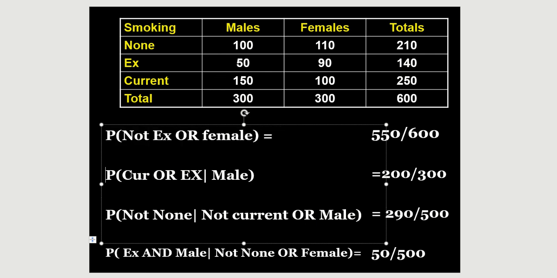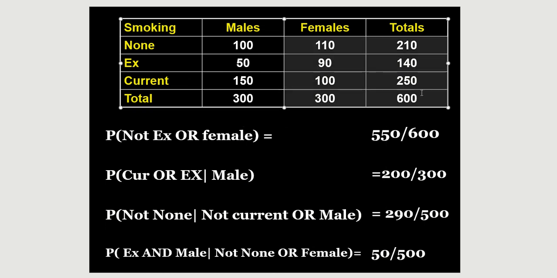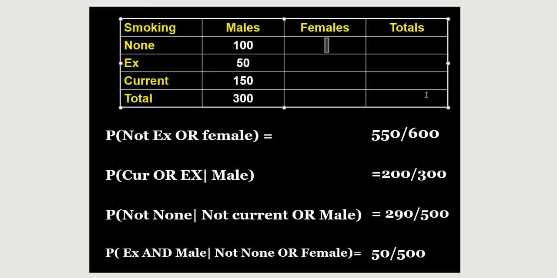Okay, so we finished this one. And now we're going to do that one. However, it has a condition. Like we said previously, first take care of your condition. So the condition is male. So everything that's not a male, we're going to delete. We're only left with the 300 males.